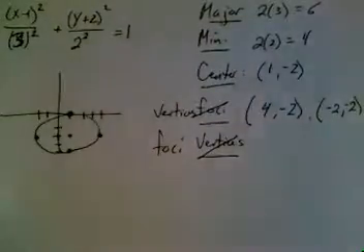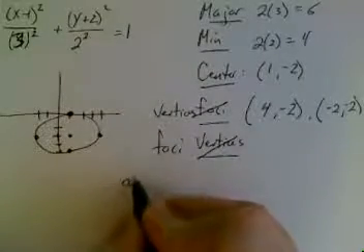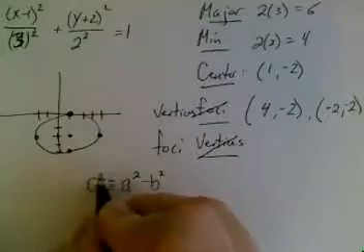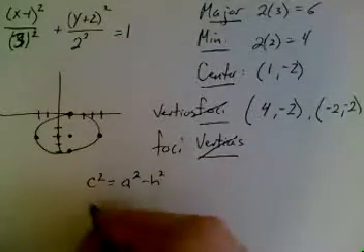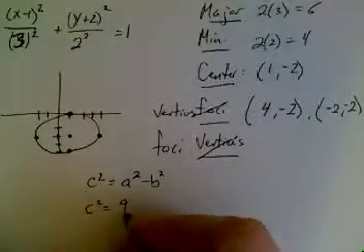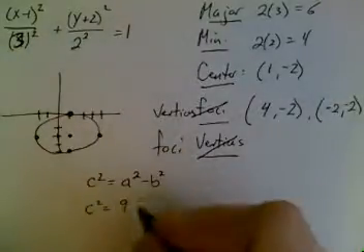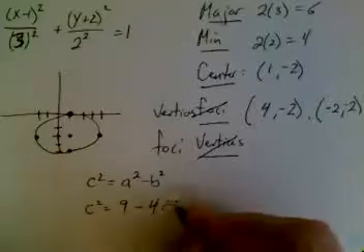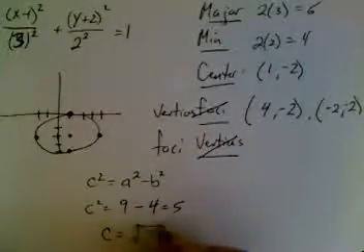Well, with the foci, we need to follow that formula again. a squared minus b squared is supposed to be equal to c squared. So really what I'm going to have here is c squared is equal to the larger number, 9. 3 squared is 9. Minus the smaller number, b squared, which is 4. This is going to be 5. So I have c is equal to the square root of 5.